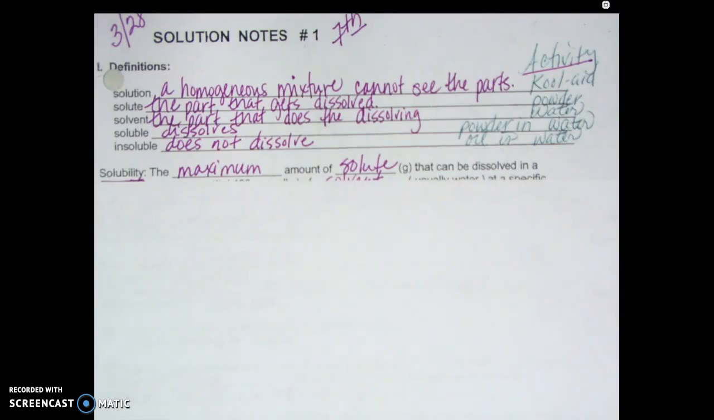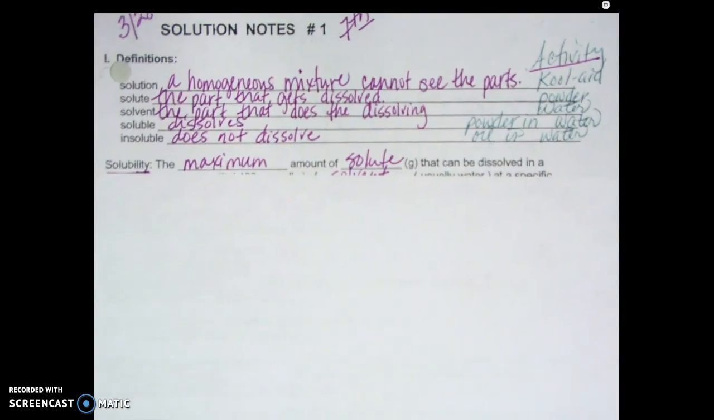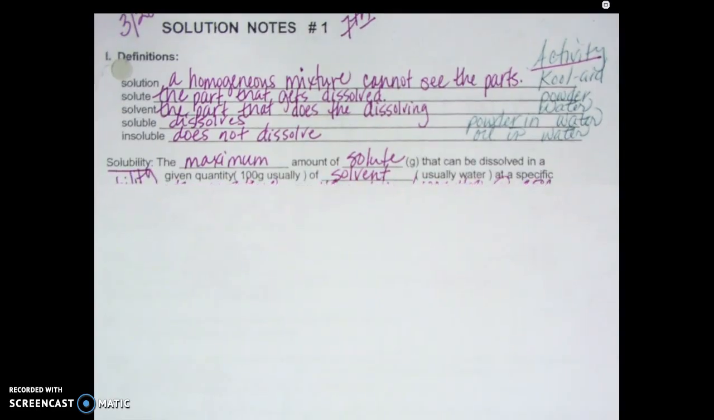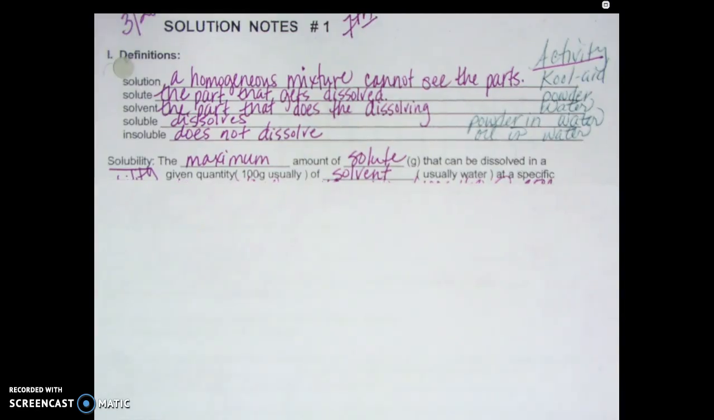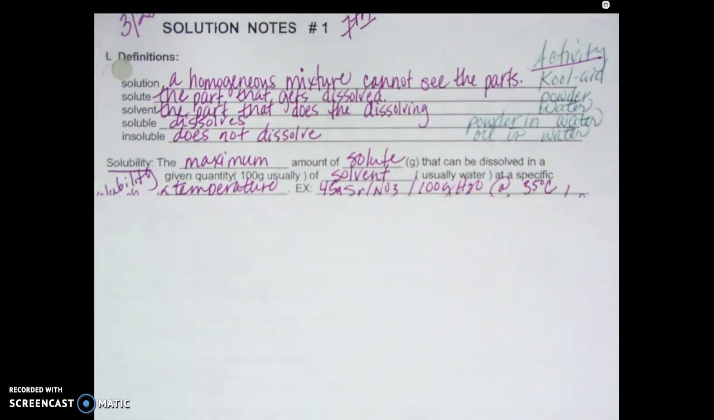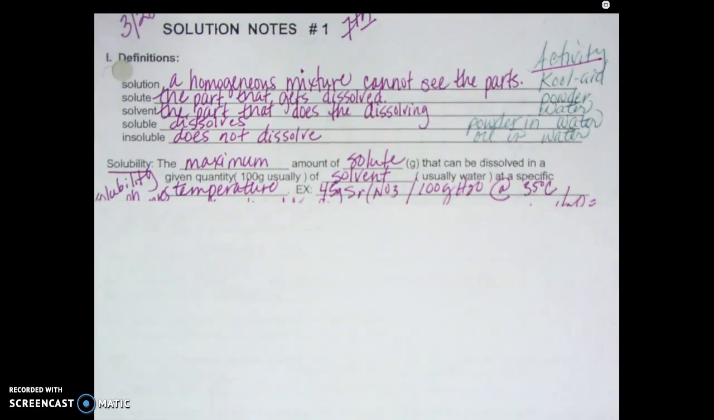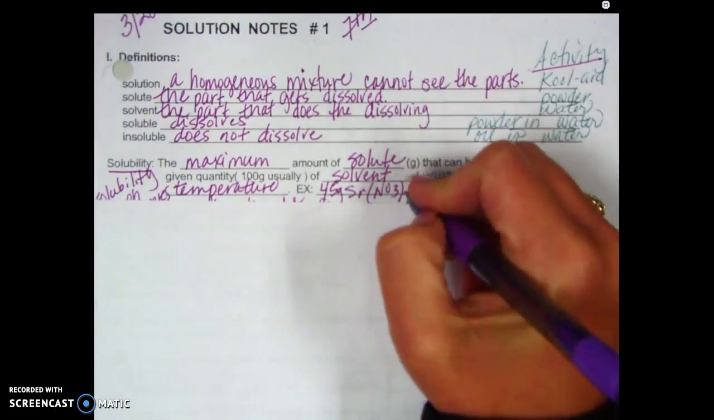The definition for solubility. This is the maximum amount of solute that can be dissolved in a given quantity, usually 100 grams, of solvent, which is usually water, because water is known as the universal solvent, at a specific temperature. For example, 45 grams of strontium nitrate, I didn't finish writing that formula, and 100 grams of water at 35 degrees Celsius. So it should look like that.